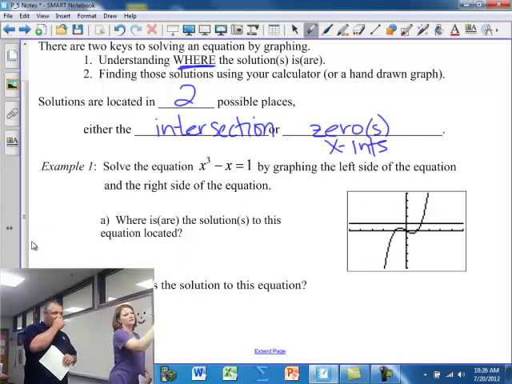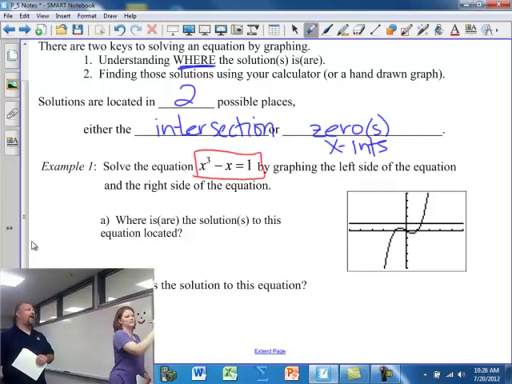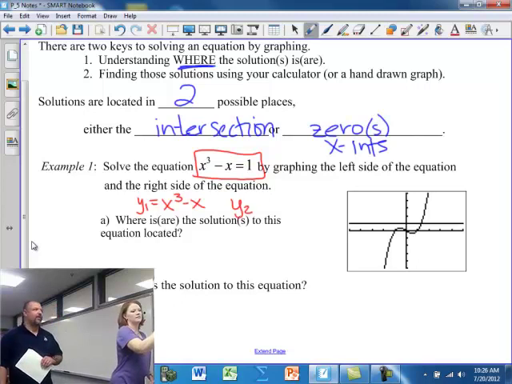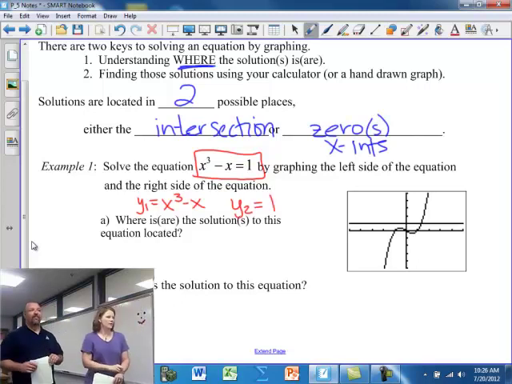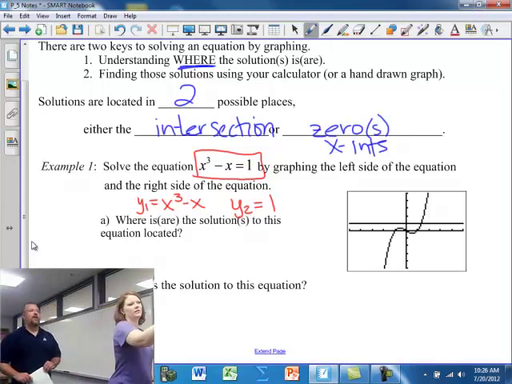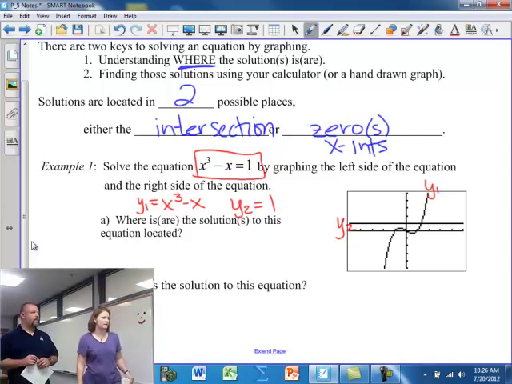x cubed minus x equals 1. We're going to graph the left side as y1. So you're going to pull out your calculator and make y1 equal to x cubed minus x. Then you're going to make y2 the right side, which will be 1, and graph both of them. We've done that for you, so if you want to take a moment to pause the video and graph it, there's your picture of what you should see. Here's your y2, here's your y1. Again, please pause if we're going way too fast.